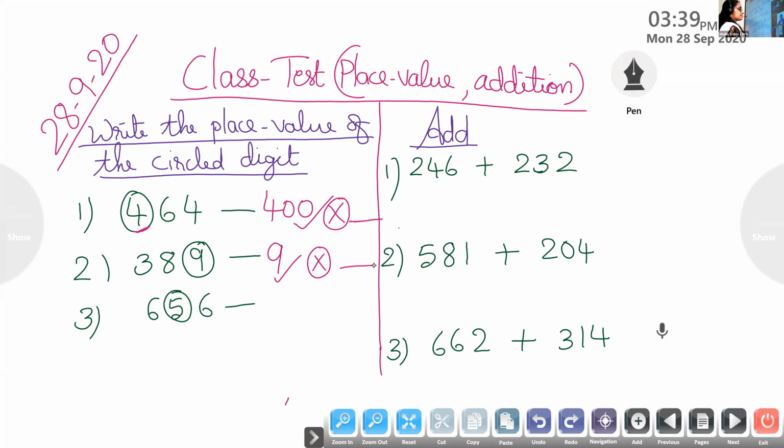Archa. Ma'am? Yes. Archa, third one. 5 is in the circle. 50. Write 5 and put 0. You are putting 0 because 5 is in the tens place. Good. Put a tick mark if the answer is correct. Otherwise, a cross and write the answer near to it.